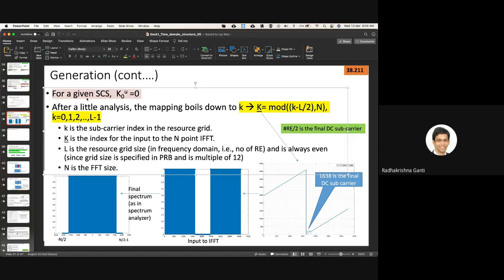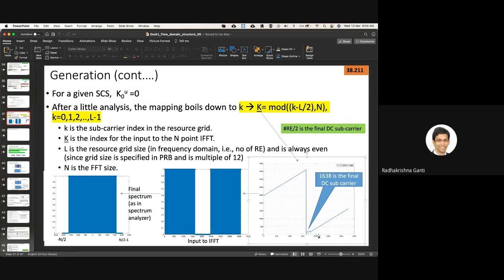So essentially, what happens is, you have a resource grid. The resource grid is mapped from 0 to capital L, where L is the maximum number of resource elements that you are using in that grid. So before you take your IFFT, you have to map those things into this part. So essentially, the kth element in the resource grid gets mapped to k bar. I showed the map here.